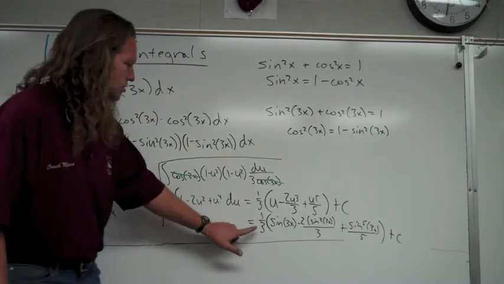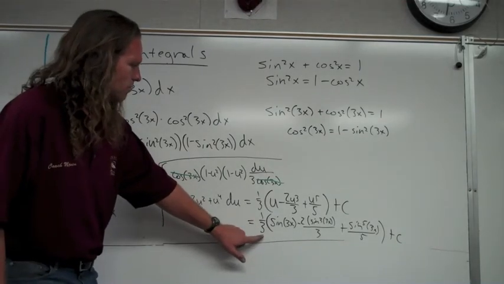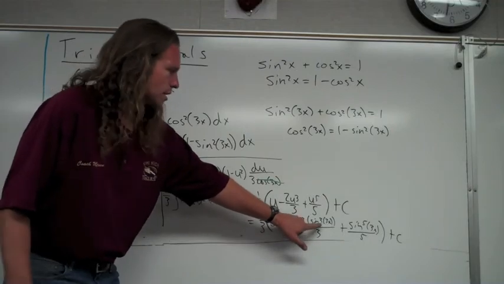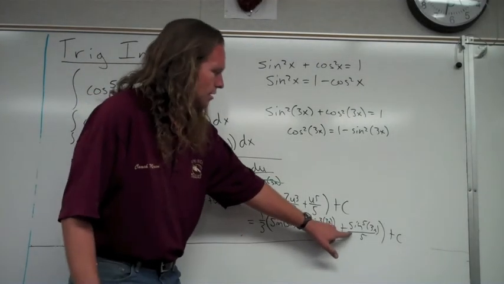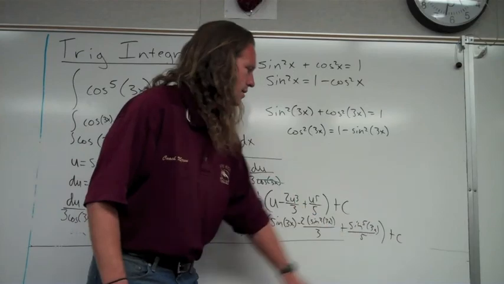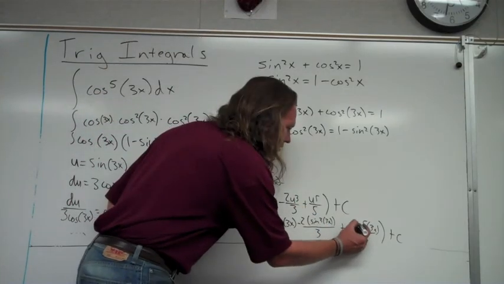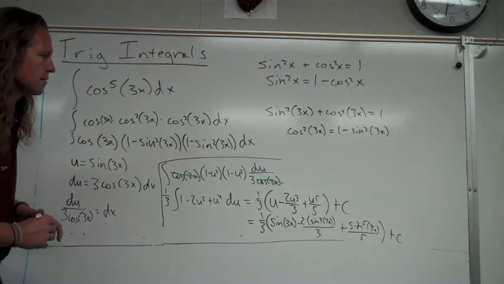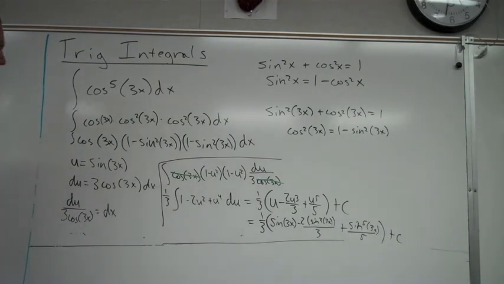So again, let me just read this out for you because it might be hard to read. 1/3 sine of 3x minus 2/3 sine cubed of 3x plus a 5th sine to the 5th of 3x plus c. Apologize for the sloppy writing, just trying to fit it all in here. But yeah, so that's some trig integrals right there.